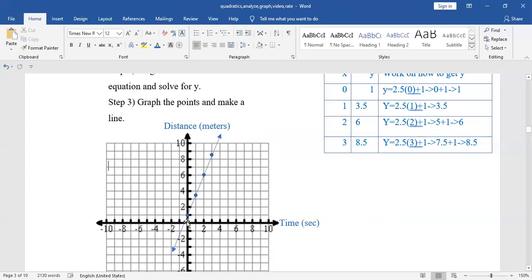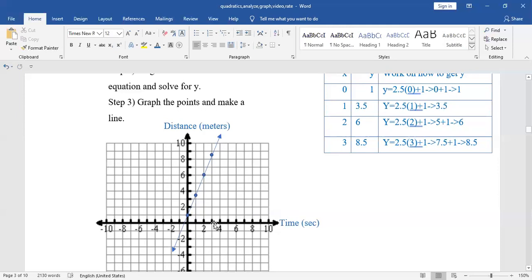So now let's take a look at this graph and see if I can do the same thing as I did with my xy table. So when x equals 0, my y value is 1. What does that mean? It means when no time passed, Mr. Snickerdoodle is 1 meter away from his house. This coordinate point is x equals 1 and y equals 3.5. That means in 1 second, if I go over here, Mr. Snickerdoodle has gone 3.5 meters from his house.